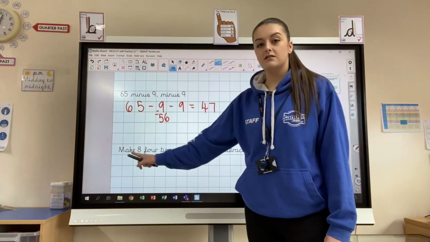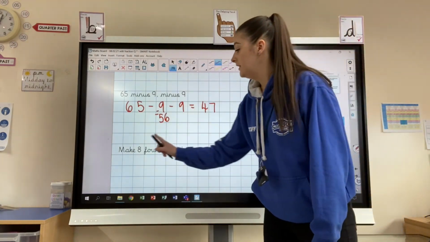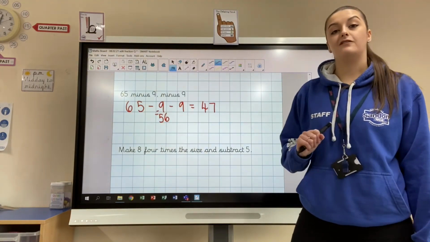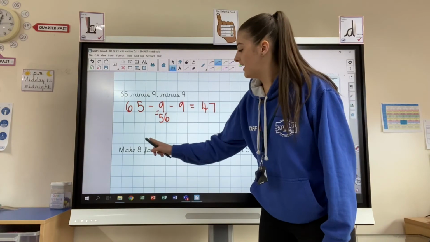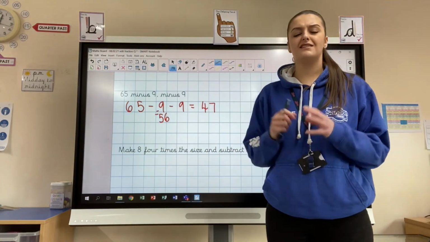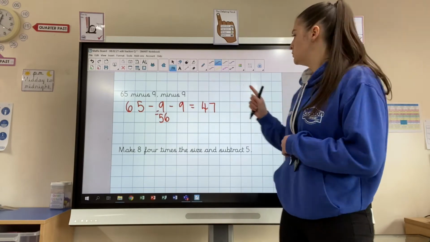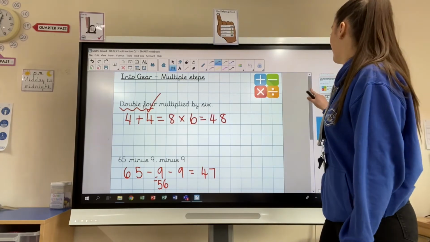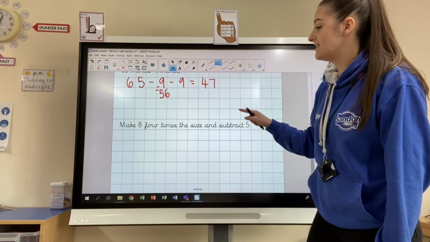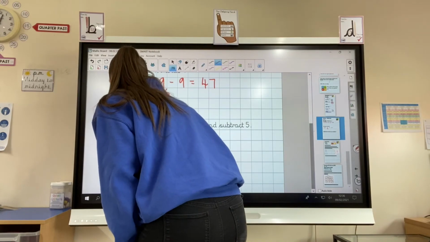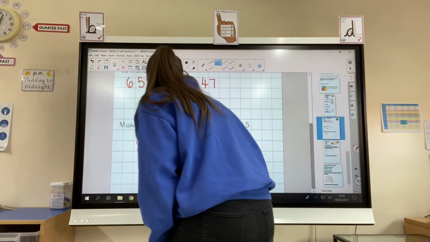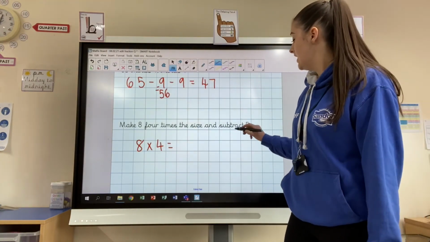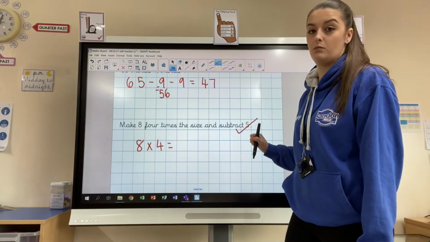Right, last similar question that you have on this section. Make 8 4 times the size and subtract 5, okay? Now if we're making a number something times the size, times, which operation do we use for times? Multiply, okay? So I've got to make 8 4 times the size. It's asking me to do 8 times 4, okay? Then, to my answer, the second step, because we're doing multiple steps today, is to subtract 5 here, okay?